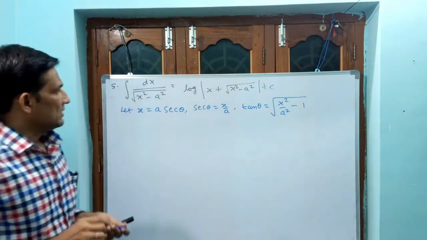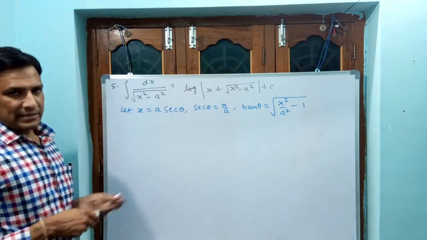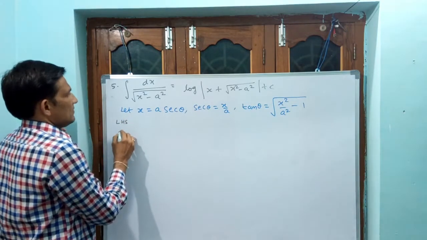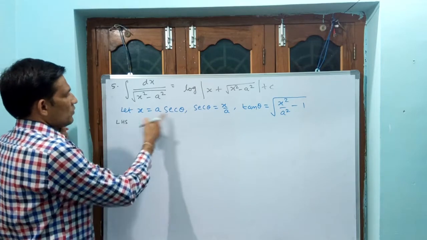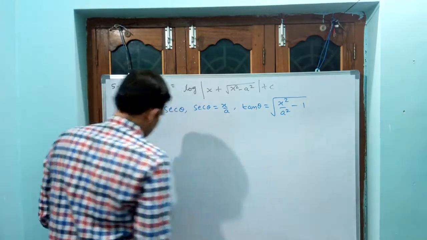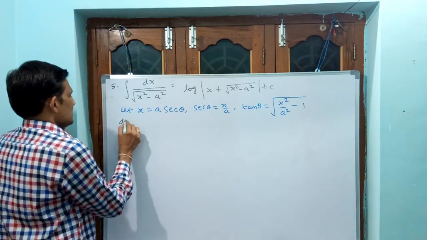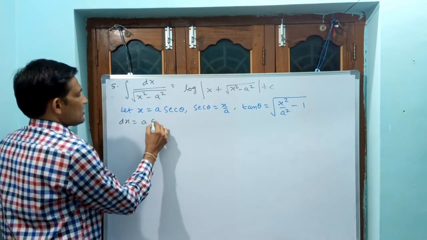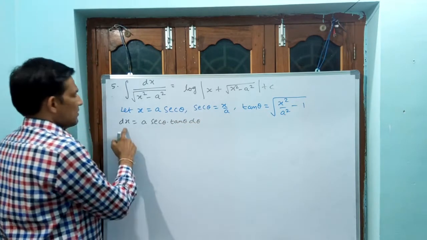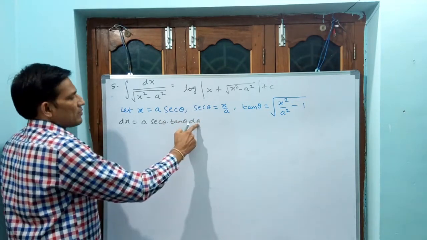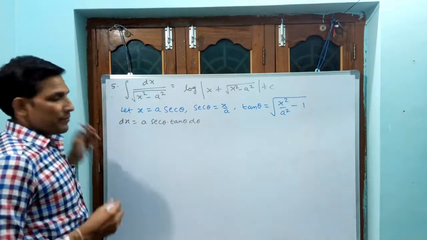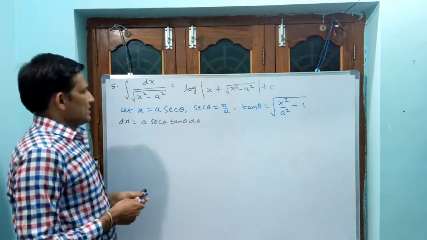Okay. Now go for LHS. No, we have to see dx also, na? Yeah, dx we have not made. Dx is equal to a secant theta tan theta d theta. Why? Because dx by d theta is a d by d theta of secant theta, which is secant theta tan theta. Okay. Now you go for LHS. Write down.